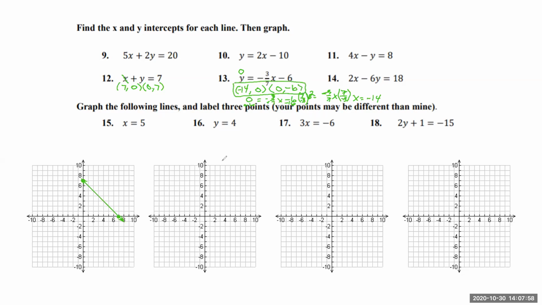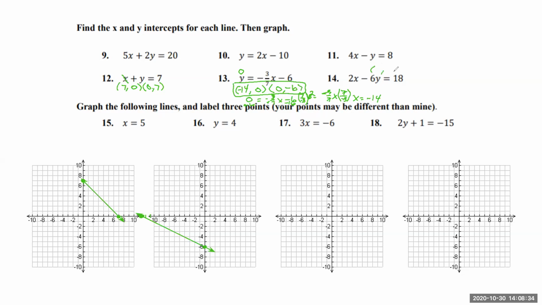So then when we graph that, I can't really graph my -14. I'm going to pretend that the point is somewhere out here on my graph. You would just make more points, but mine doesn't really go out that far. And then we're going to do our 0, -6. Okay, and then we're just going to draw the line in between. There we go.